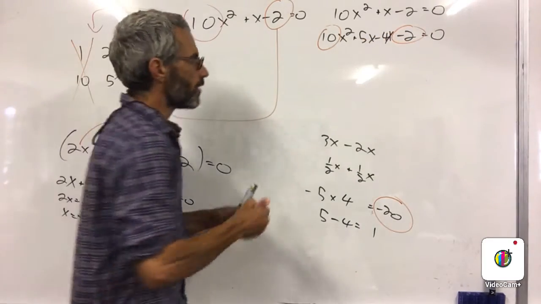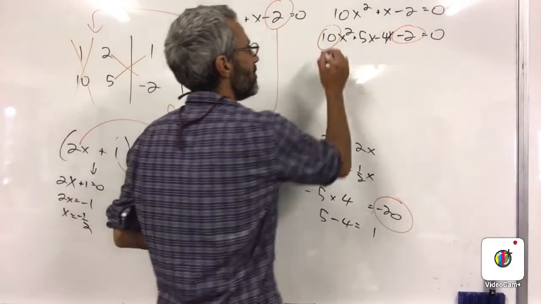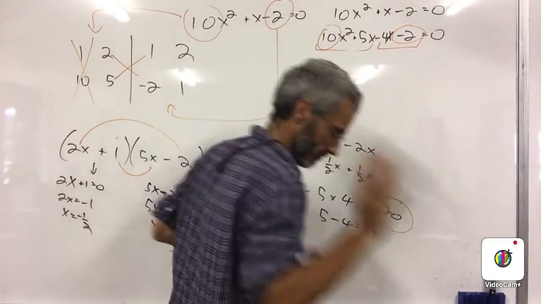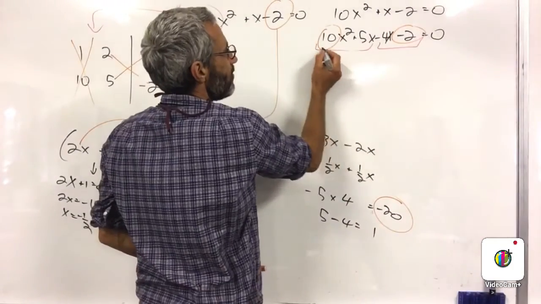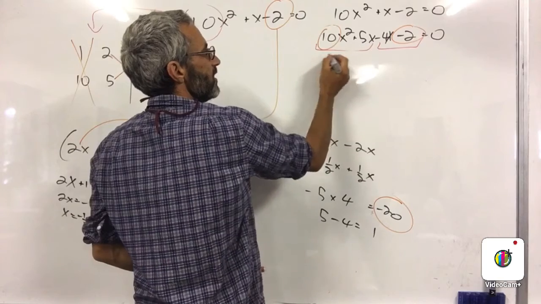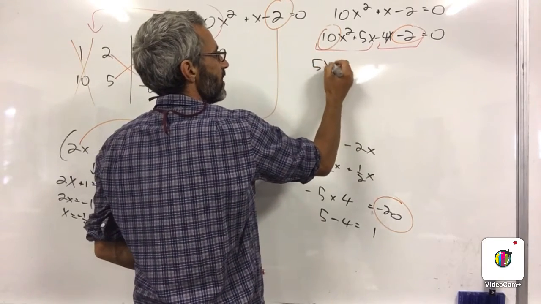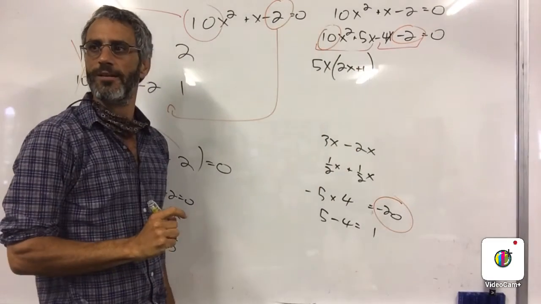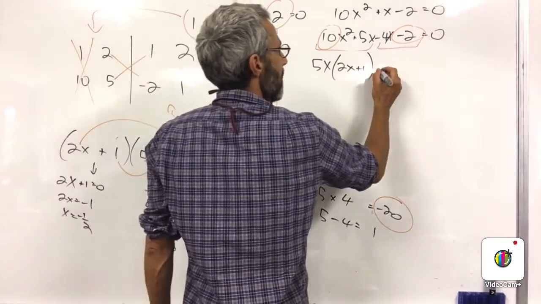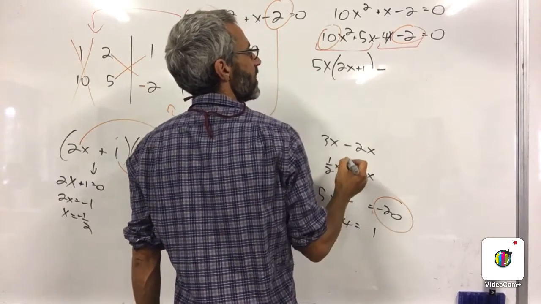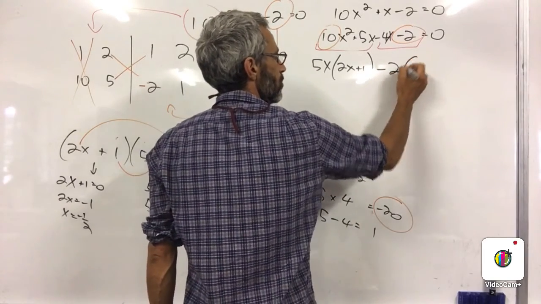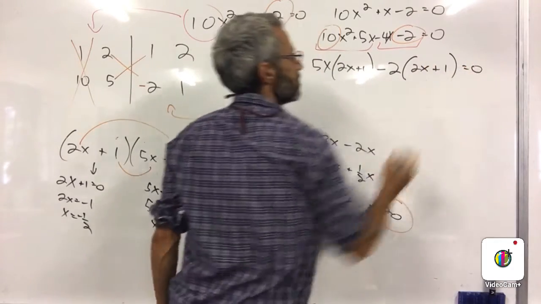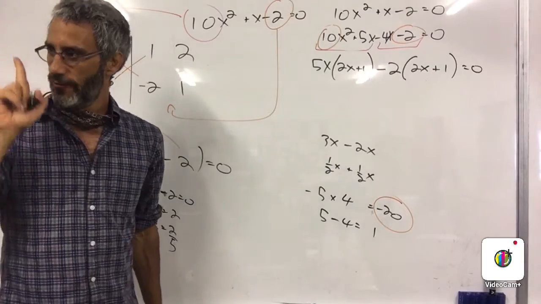Okay? Now we've got 4 terms here, and we're going to group them, as we learned in grade 9. So here we have, what's the common factor on this side? 5x. So we're going to have 2x plus 1. You happy with what I've done here? Okay. Minus, what will be the common factor here? 2. 2x plus 1. That's equal to 0. So that's the first factorization.